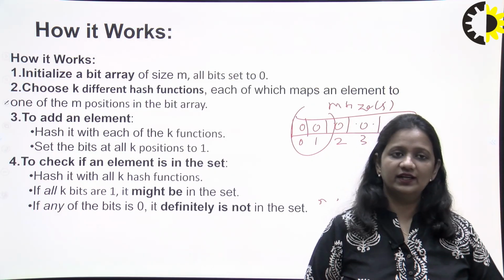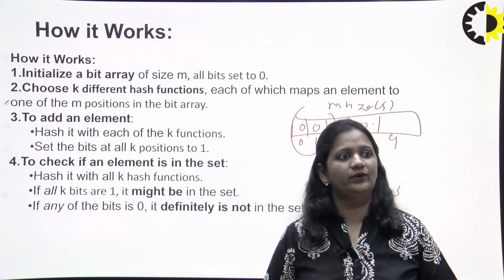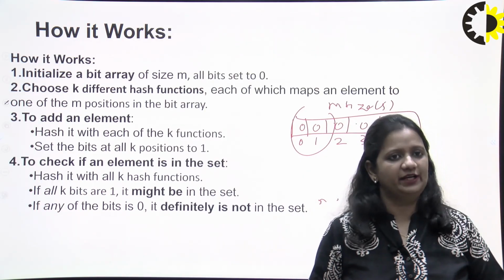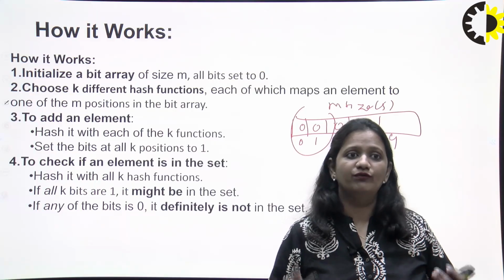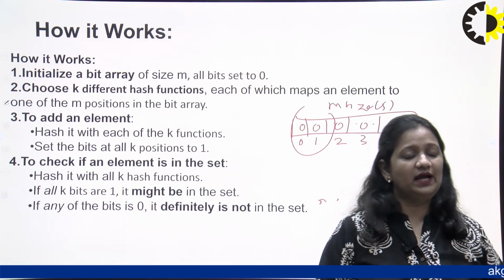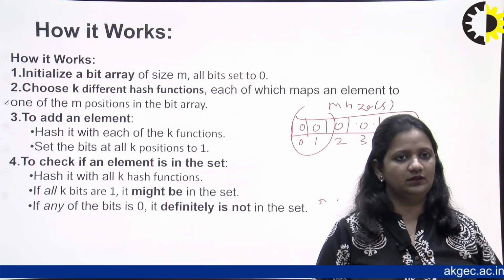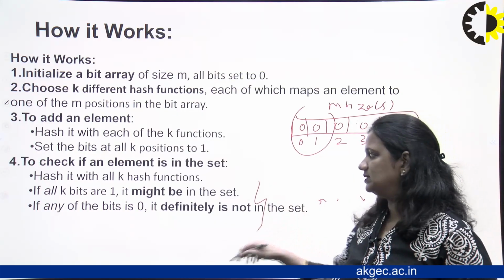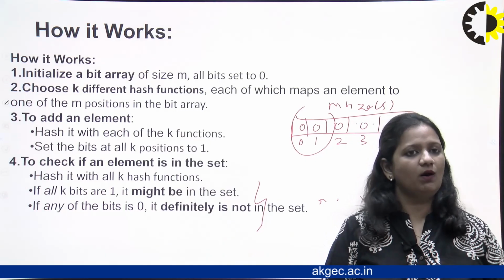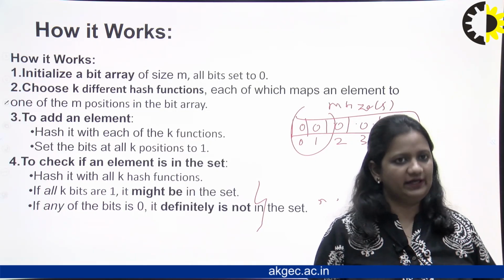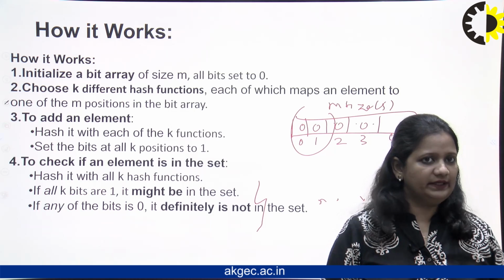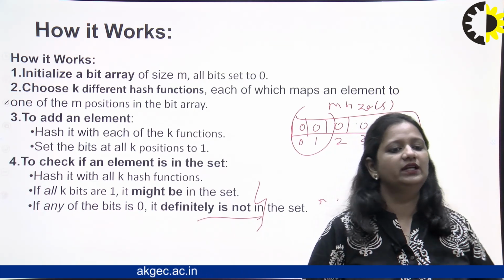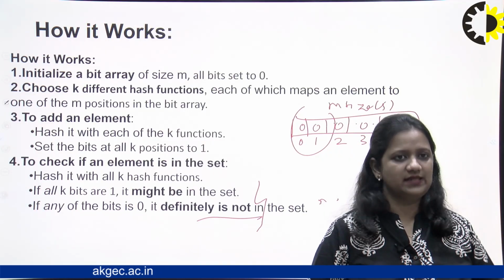And to check whether an element is in the set or not, hash it with all k functions. If all the bits are 1, then it might be present, and if any of the bits is 0, then it is definitely not in the set. So there can be two answers. It might be present when all the bits are 1, we can say that it might be in the set. If any of the bits is 0, we can surely say that it is definitely not present in the set.